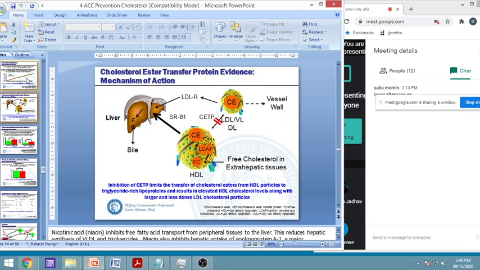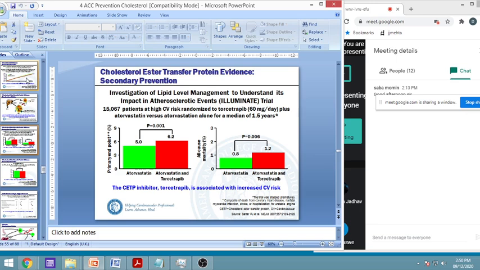Cholesterol ester transfer protein inhibitors are drugs which inhibit the transfer protein, and these are also found to be beneficial. These are the mechanisms of action, how these are acting. So this study shows the drug torcetrapib. When we combine it with atorvastatin, it shows a comparatively slightly beneficial effect in the reduction. That is the cholesterol ester transfer protein inhibitor, torcetrapib.